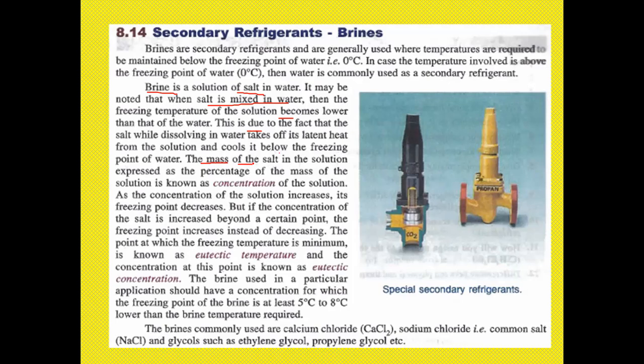The brines which are commonly used as refrigerants are calcium chloride, CaCl2, and sodium chloride, NaCl, that is common salt. And glycols such as ethylene glycol, polypropylene glycol, etc. So these are some of the secondary refrigerants.